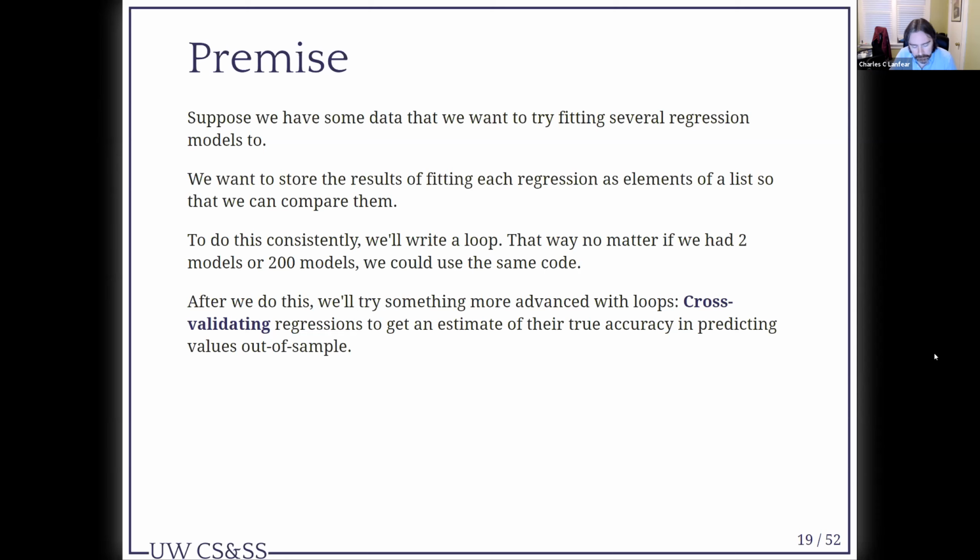Okay. After we do this, we're going to do something more advanced. We're going to run cross-validation on these regression models to get an estimate of their actual accuracy in predicting out-of-sample values. This is a complex example, so I don't expect people in this class to know anything about regression, and I really don't expect you to know anything about cross-validation. But by showing you how to run multiple models in a loop and then do cross-validation in a loop, if you run into problems where somebody asks you to do cross-validation in the future, you can now steal and modify my code to do it. It gives you a foundation to do it.